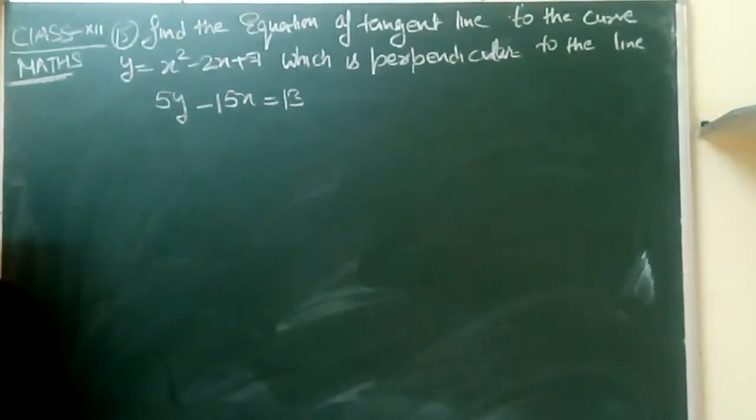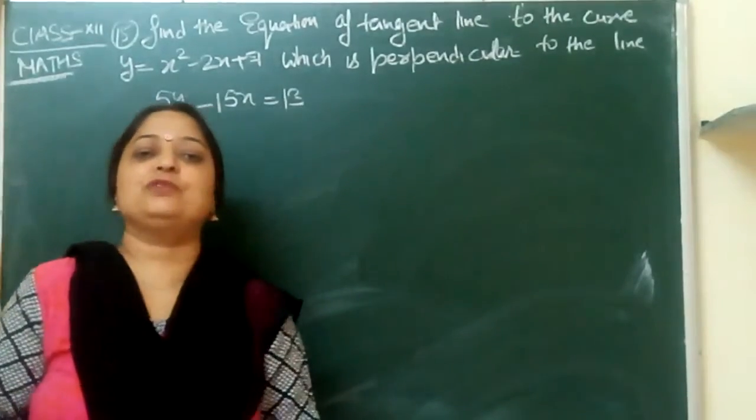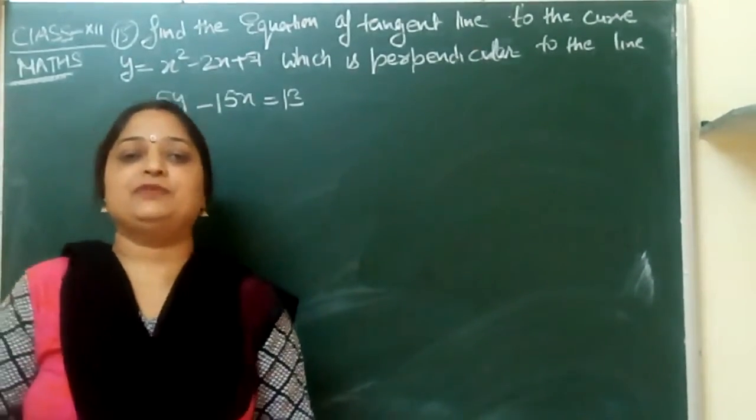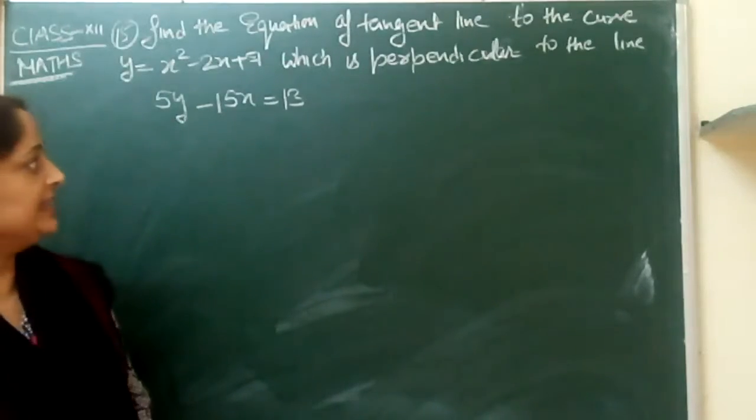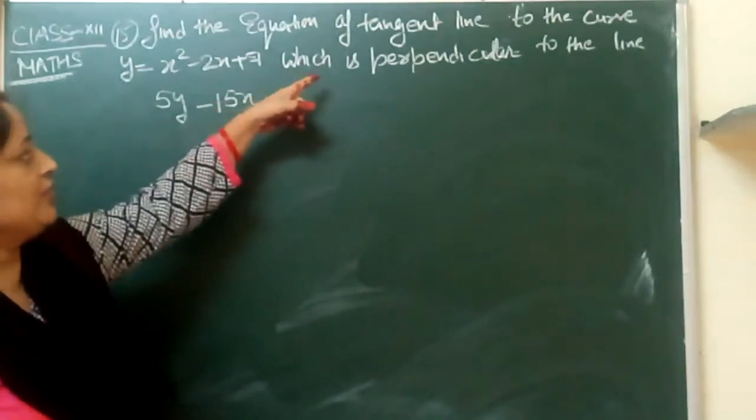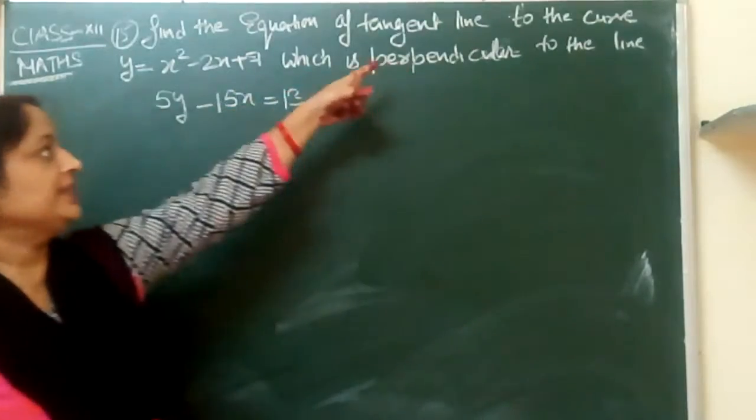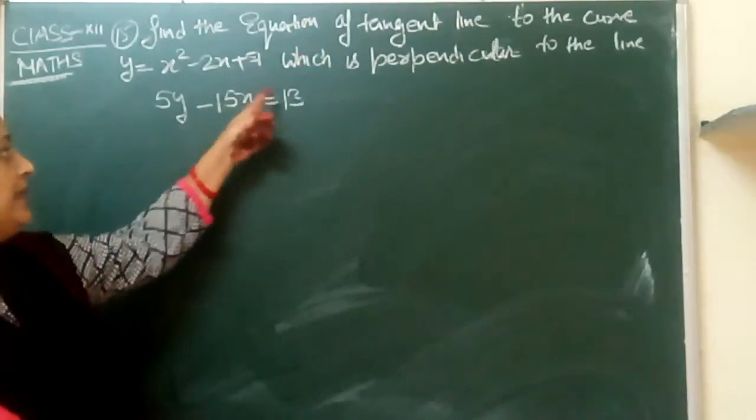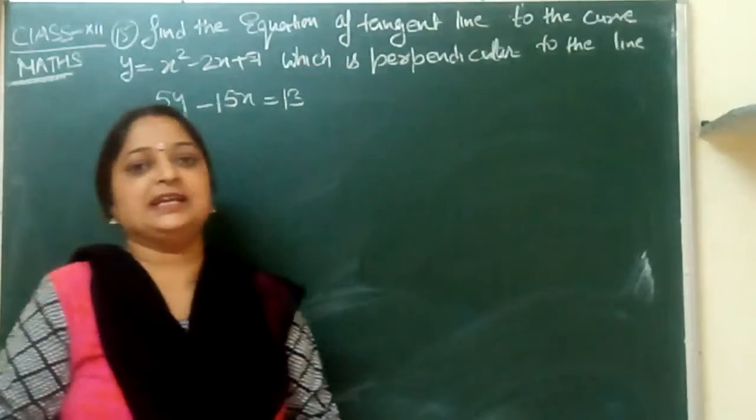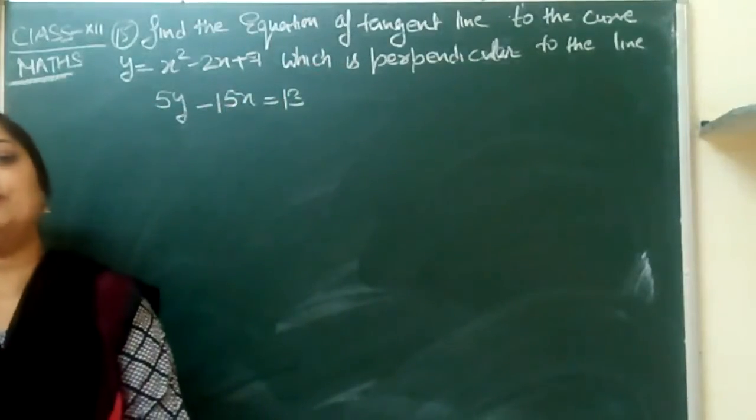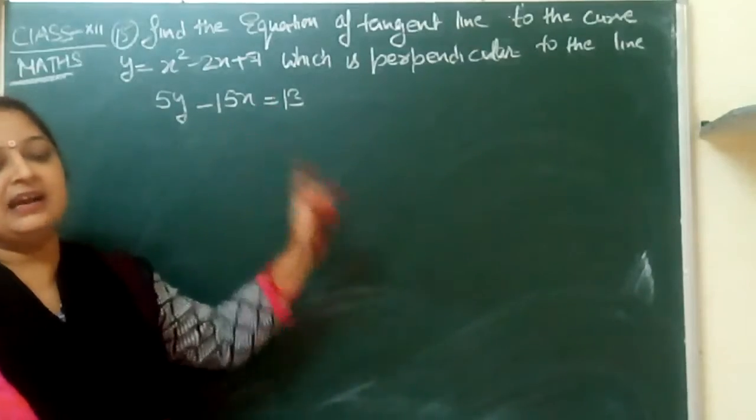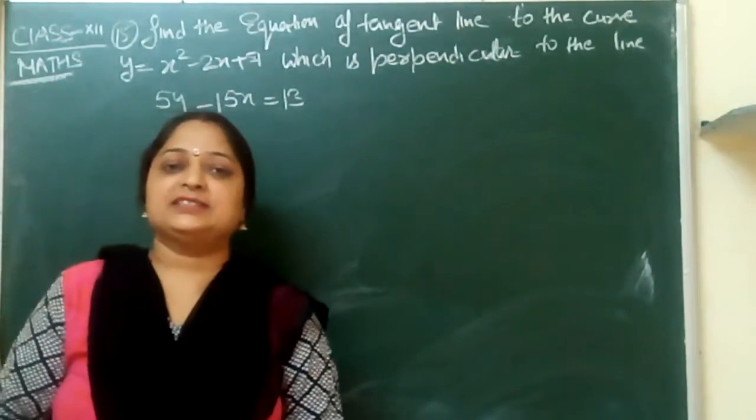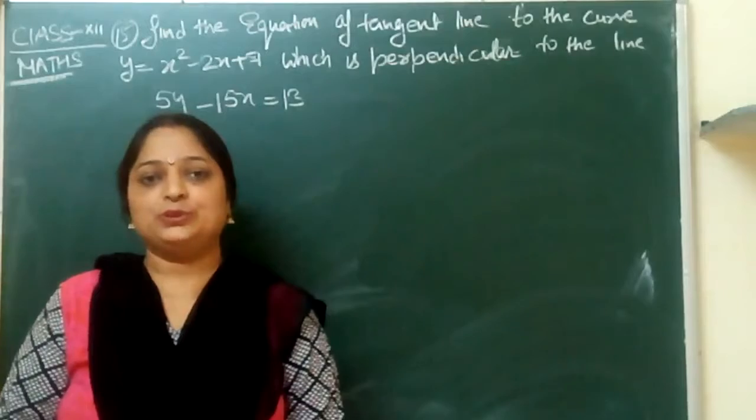So in this question you have to find the equation of the tangent, and you know that for the equation of a tangent, first of all we have to find the slope of the tangent, that is dy/dx. And they are saying this tangent line is perpendicular to this line. So first we have to find the slope of this tangent and this line.